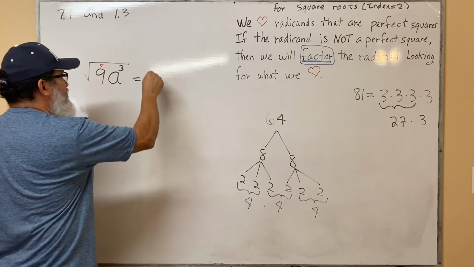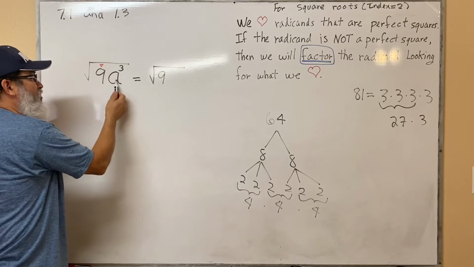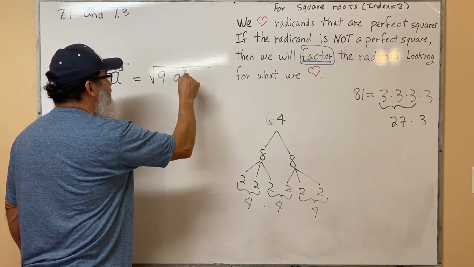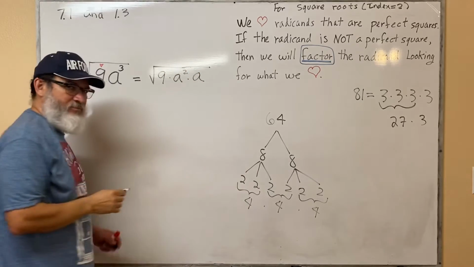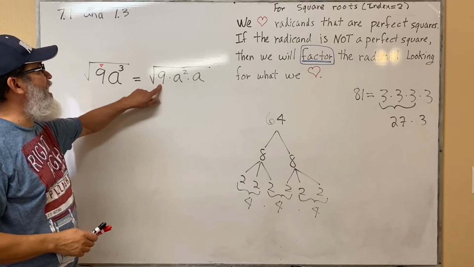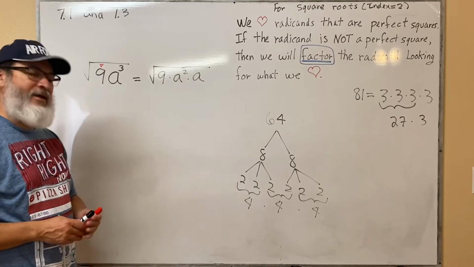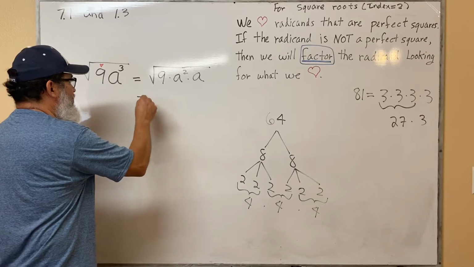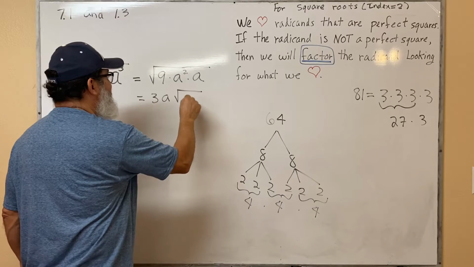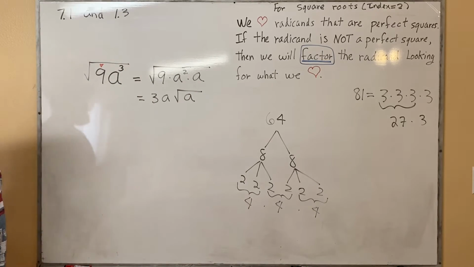So I'm going to say this is the square root of 9, and I'm going to factor this. Factor a cube. A cube is a squared times a. Okay. I love the 9. I love the a squared. This a is not my fault. I'll just leave it inside. So therefore the answer here is 3a, the square root of a.